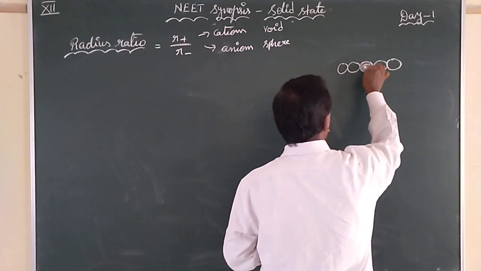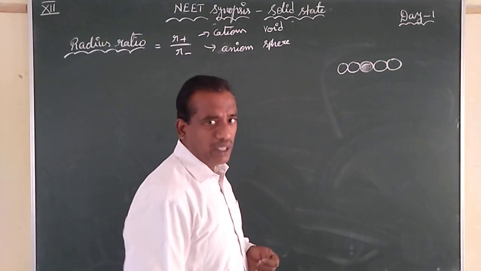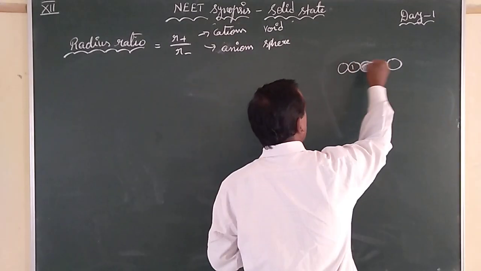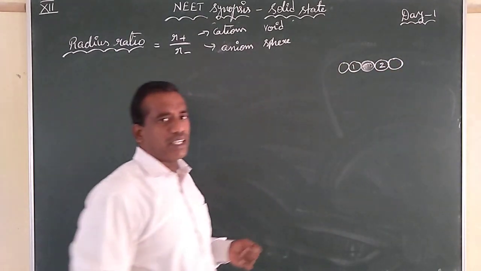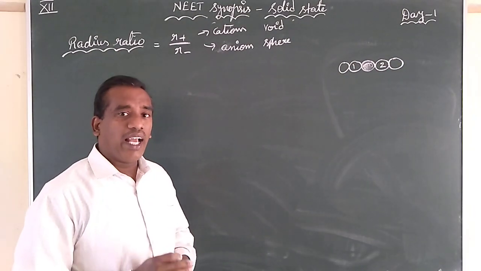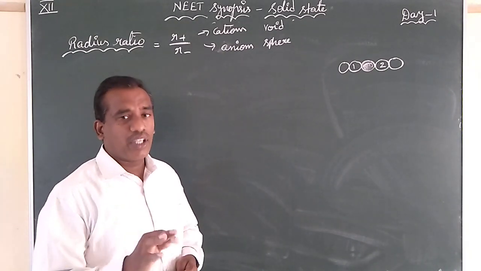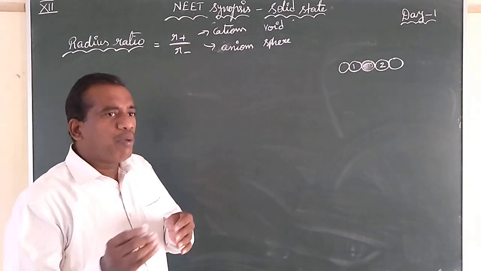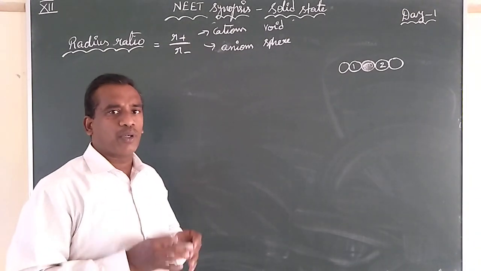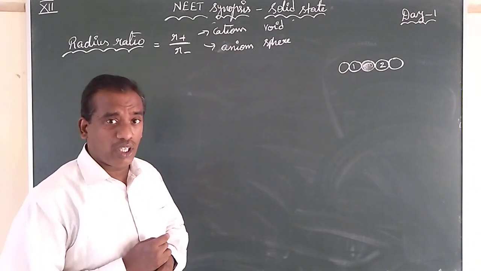In a one-dimensional array, if I consider one atom, how many are directly bonded to it? Two atoms are directly bonded. It is called its coordination number. So, the number of atoms that are directly bonded to a particular atom is called the coordination number.